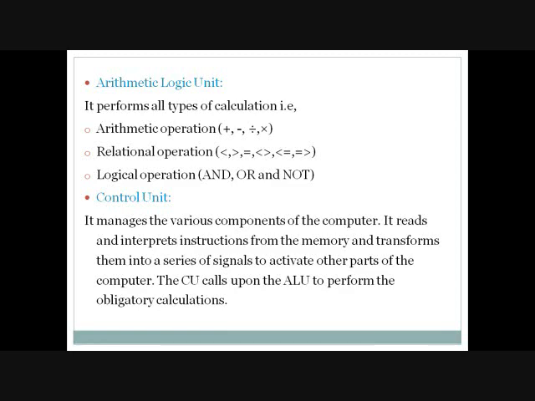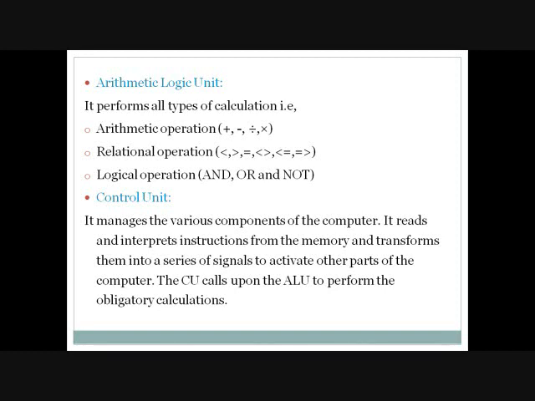Then what does the control unit do? The control unit manages the various components of the computer. It reads and interprets instructions from memory and transforms them into a series of signals to activate other parts of the computer. The control unit calls upon the arithmetic logic unit to perform the obligatory calculations.